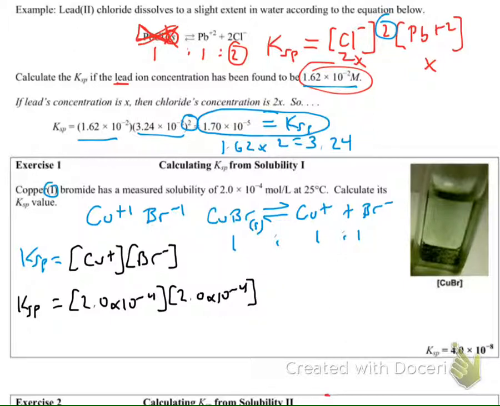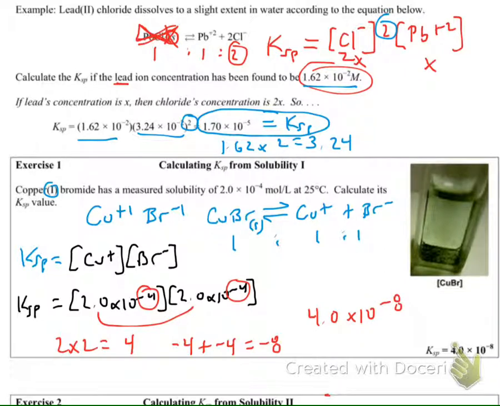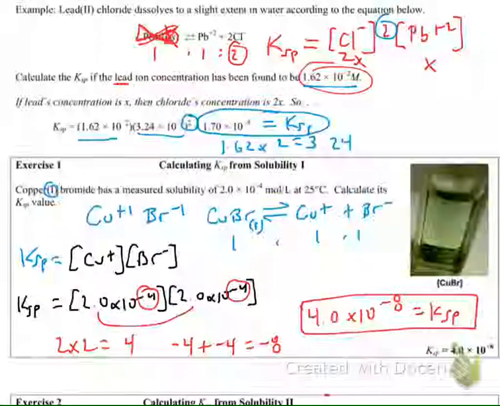Simple as that. Yes, you can put this into your calculator, but I want to start getting used to mental math. So let's multiply the first numbers, 2 times 2 equals 4. When you are multiplying exponents, simply add them up. So negative 4 plus negative 4 equals negative 8. And you're looking at 4.0 times 10 to the negative 8th equals your KSP. Moving on to the next problem.